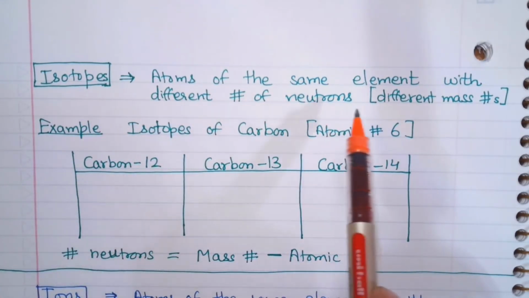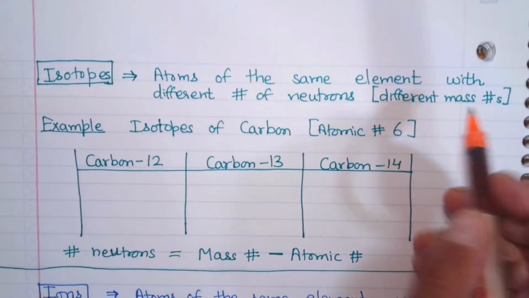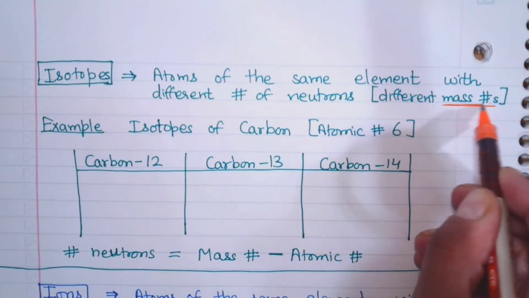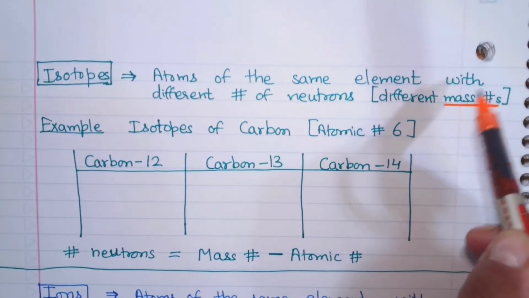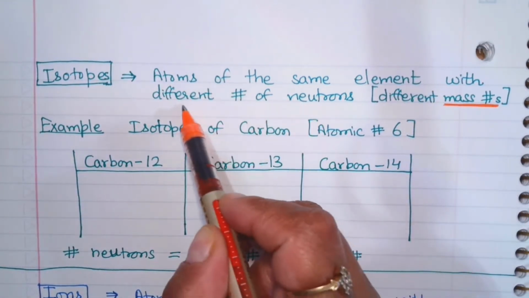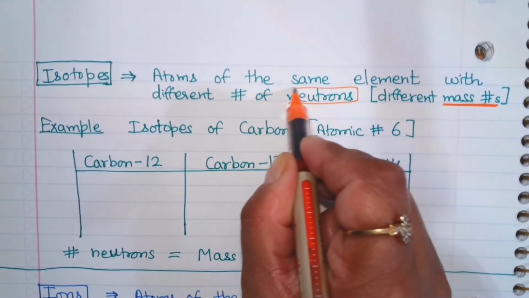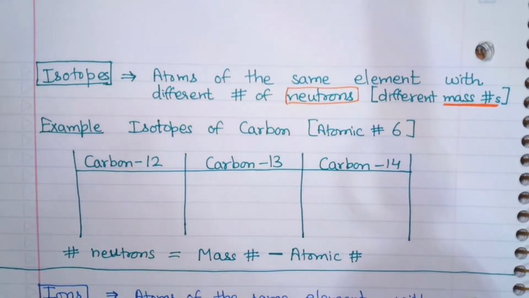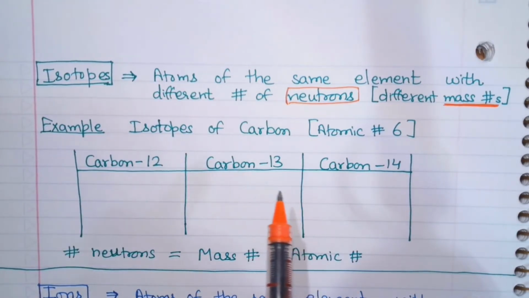Isotopes are the atoms of the same element that have a different mass number. Remember, the mass number is what should be different, right? So how can we get a mass number different from the other atoms? They should have a different number of neutrons. So isotopes are the atoms of the same element that have a different number of neutrons.